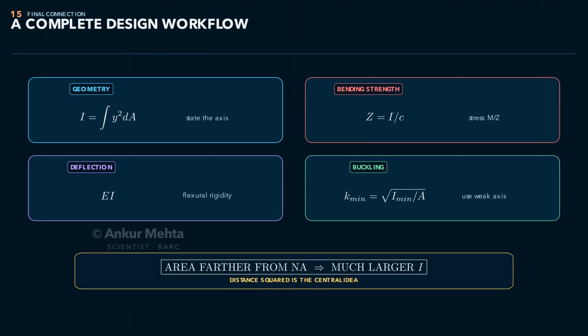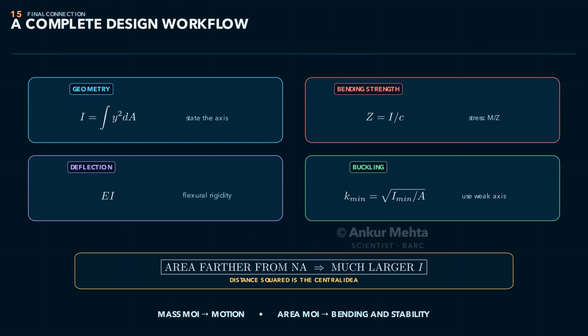Mass moment of inertia resists angular acceleration. Second moment of area does not contain mass. It measures geometric resistance to bending and buckling. Same mathematical pattern, different physical purpose.